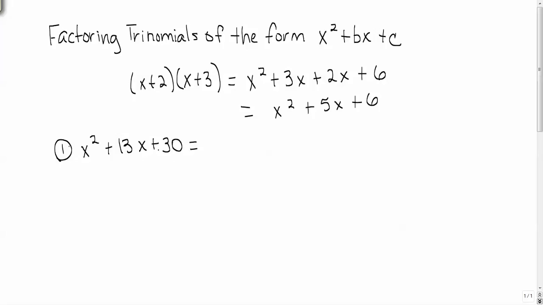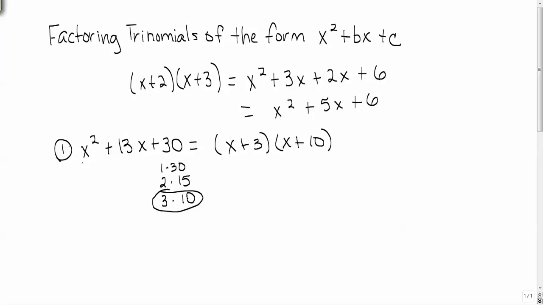So let's write out some factors of 30. You know you can multiply 1 times 30 to get 30, 2 times 15, 3 times 10. Okay, and now just look and pick out the set of factors that equals 13. So that would be 3 and 10. So this is going to factor into x plus 3 times x plus 10, because x times x would give you the x squared, 10 times 3 would give you your 30, and then the outer and inner added together would give you your 13x. So just find the factors of the last term that add up to the middle term.